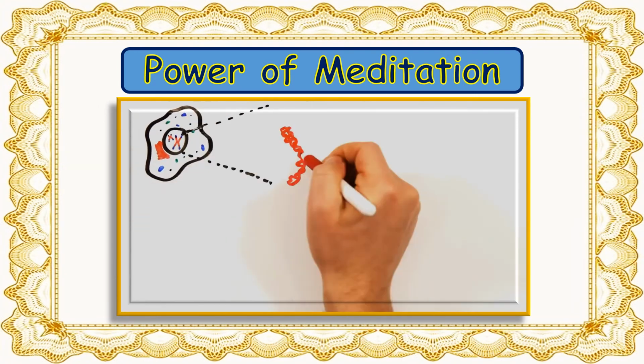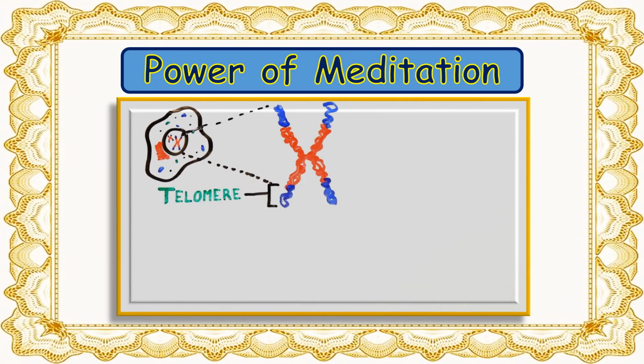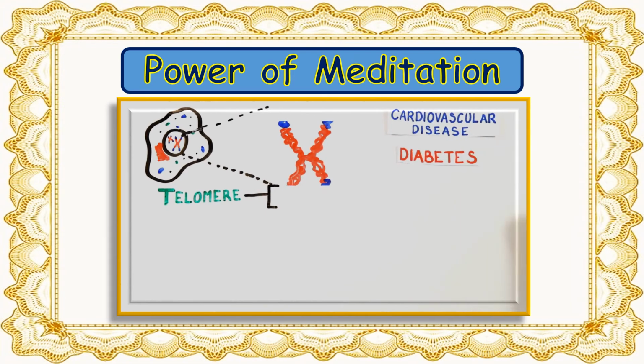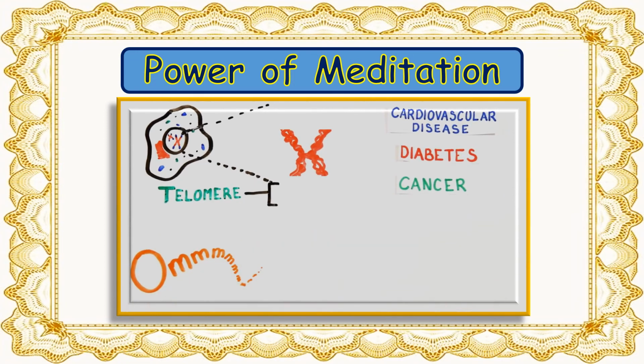Your chromosomes have protective protein complexes called telomeres, which help reduce damage to your DNA and lower cell death. And a shortened telomere length has been linked to several diseases such as cardiovascular disease, diabetes, Alzheimer's, and cancer. Amazingly, when cancer survivors completed a meditation program, their bodies showed significant increases in telomere length.